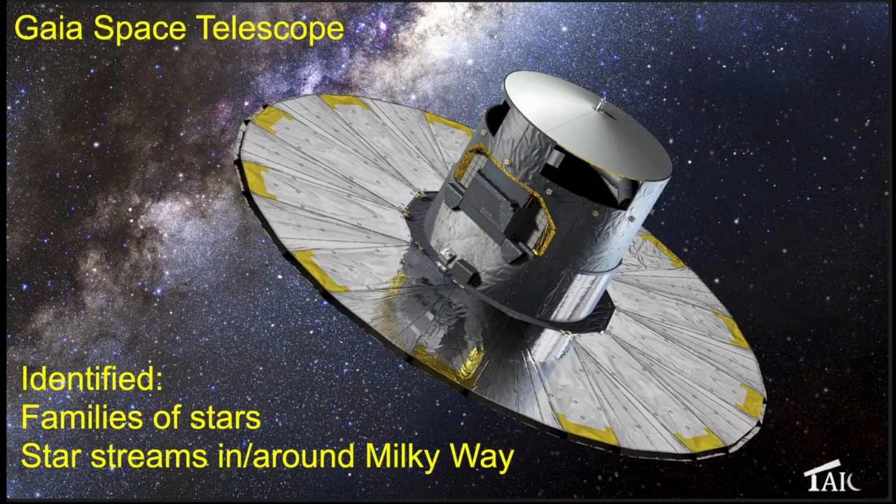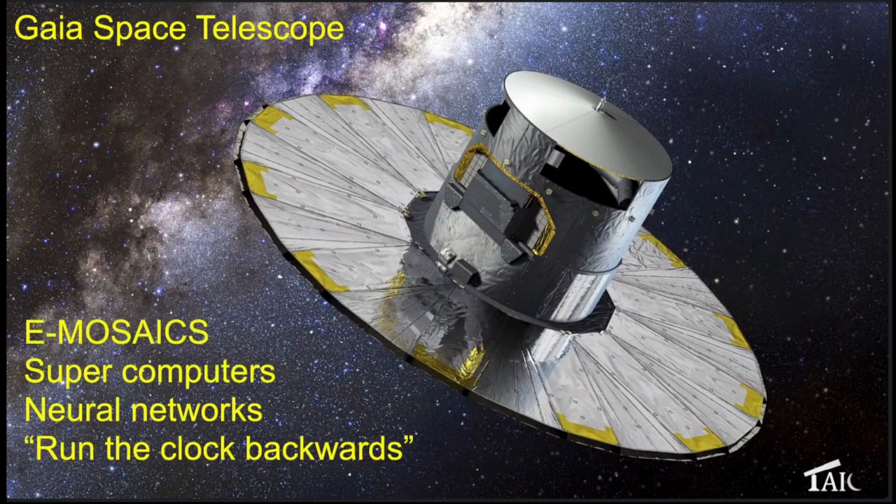Now, what this has done is it's identified many families of stars that have identical or very similar chemical structures, which means they were born out of the same nebula or material. And a lot of these families of stars are found to be in star streams, literally rivers of stars flowing in and around the Milky Way.